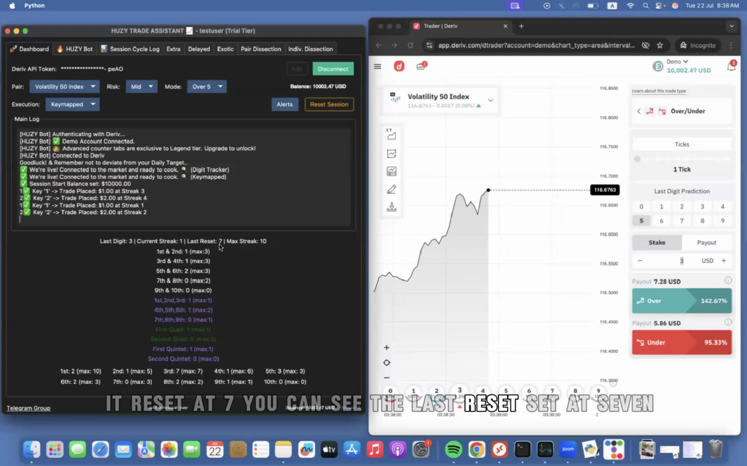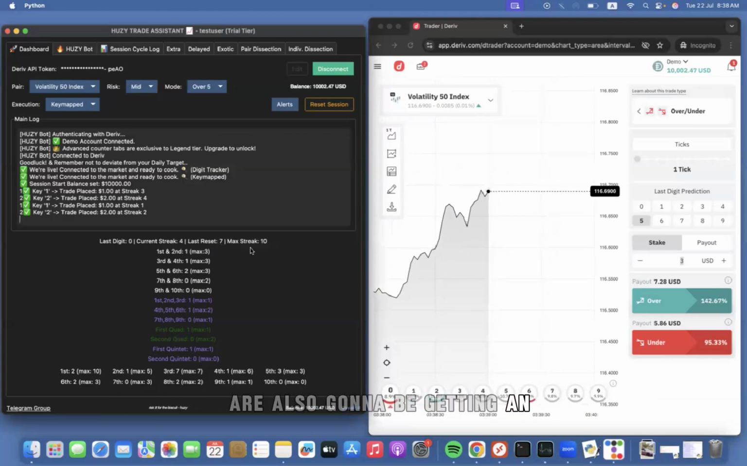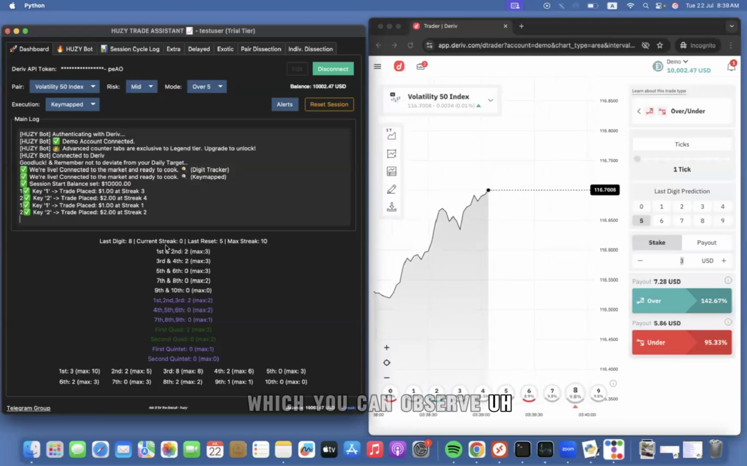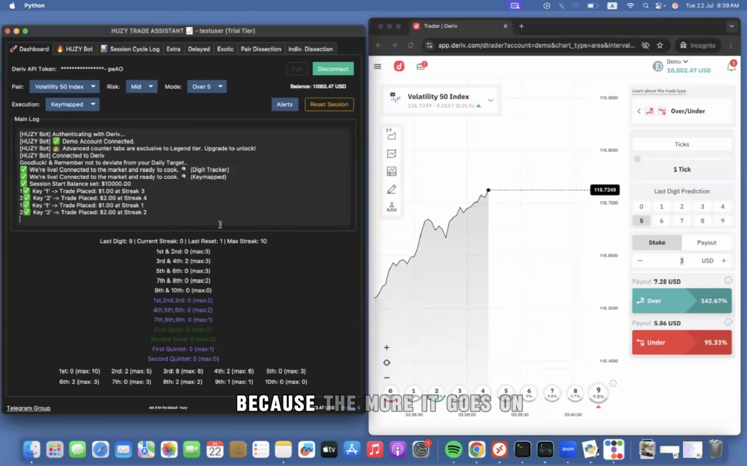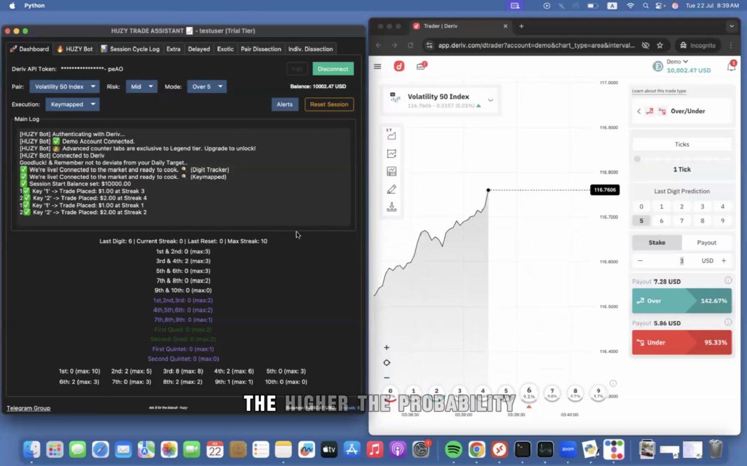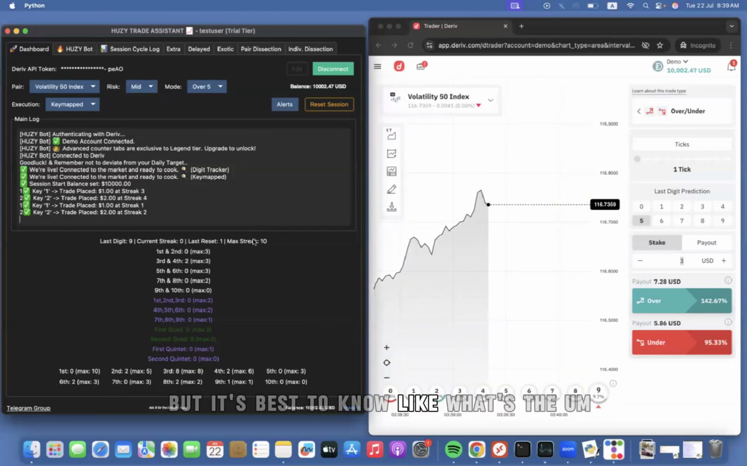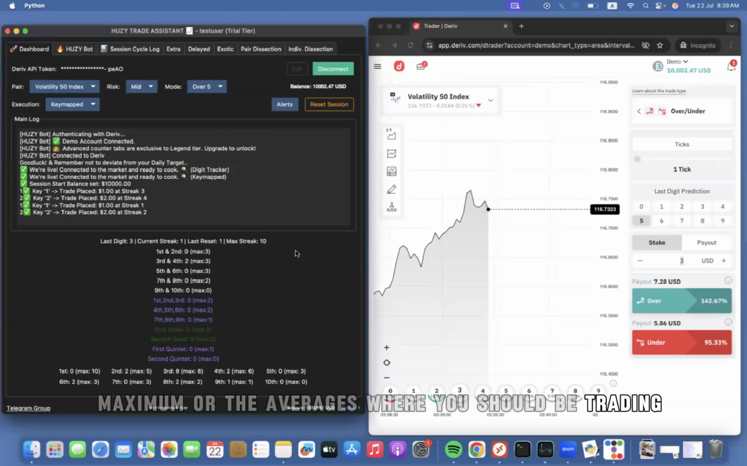You can see the last reset set at seven. That's how this works. And you are also going to be getting an idea of what the max streaks are, which you can observe, like what is the max it can do landing on the non-winning digits. Because the more it goes on, the higher the probability of you having a successful trade increases. But it's best to know what the maximum or the averages are, where you should be trading.